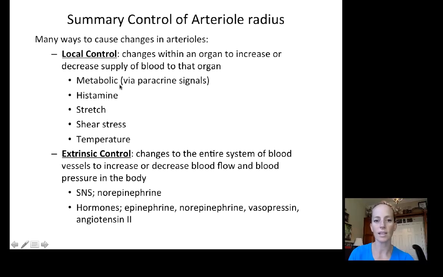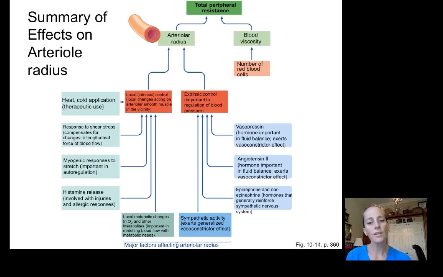Local controls can be metabolic, histamine, stretch, shear stress, temperature. These are going to change blood supply to a particular tissue or organ. Extrinsic controls are going to be changes to the whole body or the entire system of blood vessels due to epinephrine, norepinephrine, either from the sympathetic nervous system or from the sympathetic nervous system stimulated hormone release. There's a summary diagram in your textbook as well, which talks about the changes in radius and their effects on total peripheral resistance.